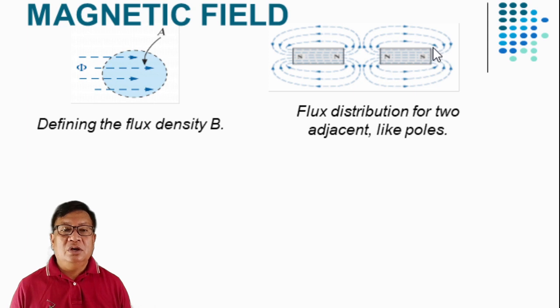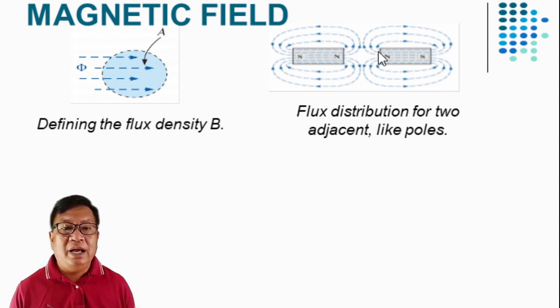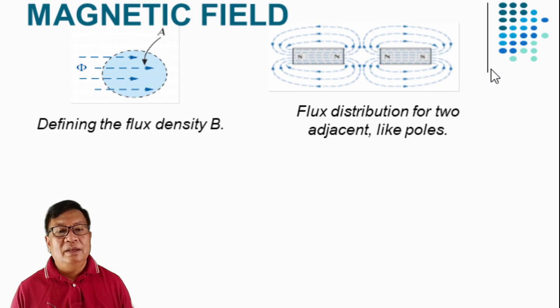Okay? So what will happen to this, because we have these like poles, so pag ganito po ito, yung mga fluxes natin, it will tend to repel each other, no? So walang mangyayaring attraction because they have like poles. So ang mangyayari dito, magtutulakan yung magkabilaan, kasi po like poles po yon dahil dito sa ito pong mga flux lines.